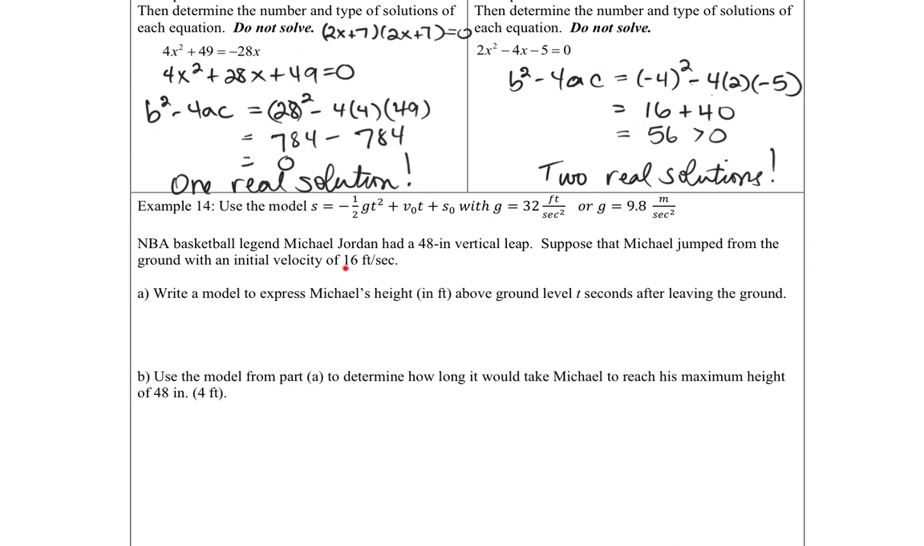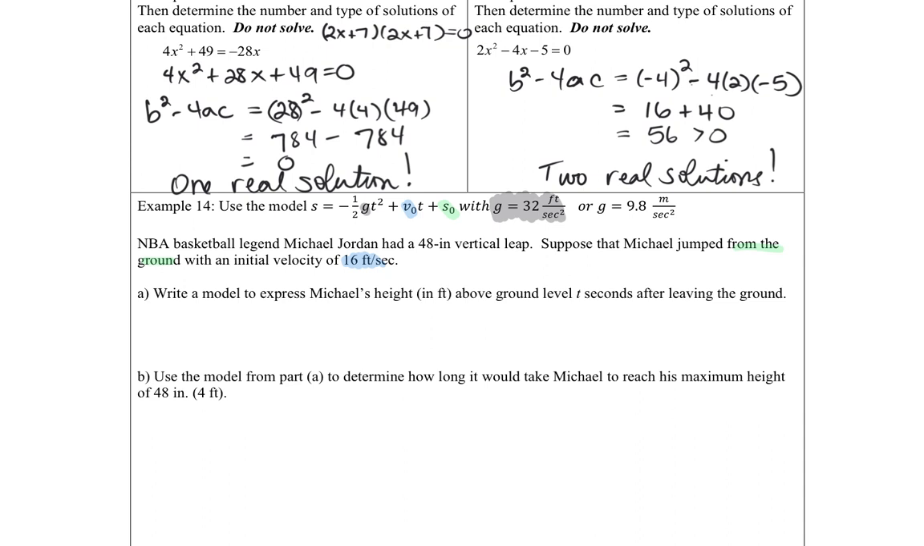Well, they're giving us his velocity in terms of feet per second. So that means that we're going to use this value of g, in terms of feet per second, and that's going to go right there. And our initial velocity in this case is 16 feet per second. That is v sub 0, the initial velocity. And he's jumping from the ground, right? From the ground. So that means his initial height is 0. Okay? So let's plug in.